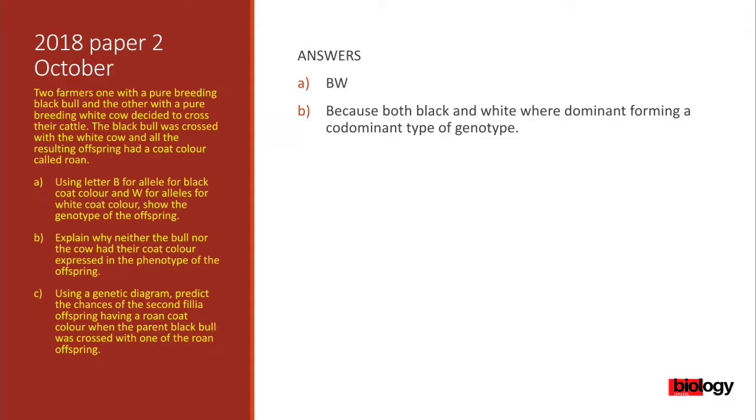And these things happen in animals. You find that a parent will cross with a child. A parent will have children with a child. Are you following? So when a parent black bull has children with one of its offsprings, which are roan in color, what are the chances of them having a roan offspring? That's what they are asking us. All right, so check the diagram below.